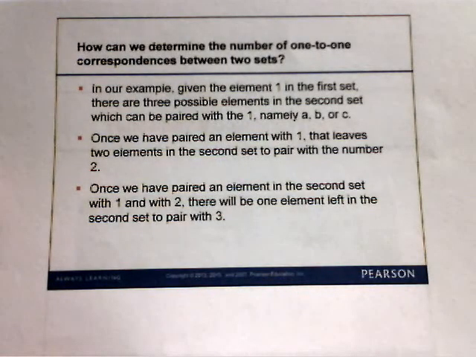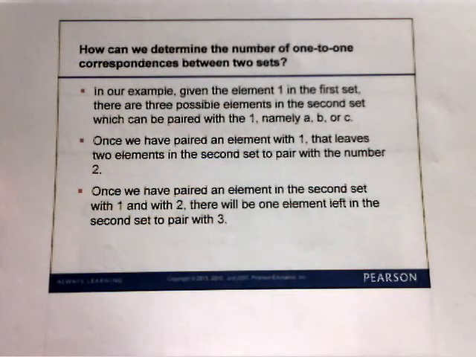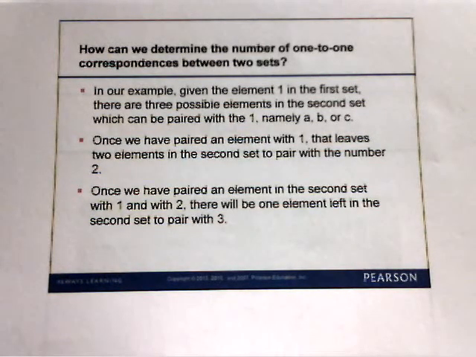How can we determine the number of one-to-one correspondences between 2 sets? In our example, given the element 1 in the first set, there are 3 possible elements in the second set which can be paired with the 1, namely A, B, or C. Once we have paired an element with 1, that leaves 2 elements in the second set to pair with the number 2. Once we paired an element in the second set with 1 and with 2, there will be 1 element left in the second set to pair with 3.